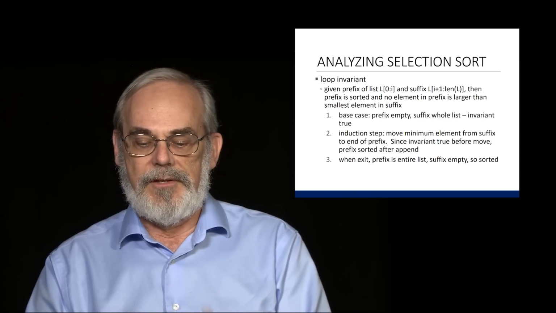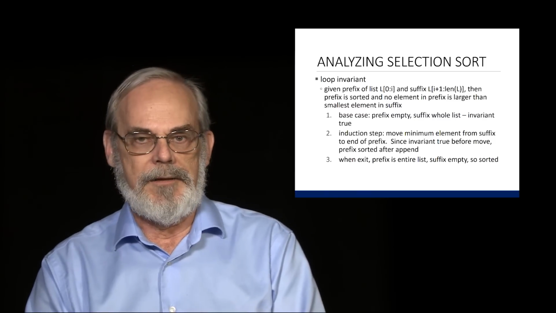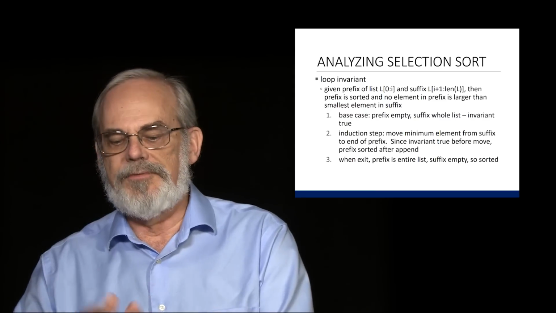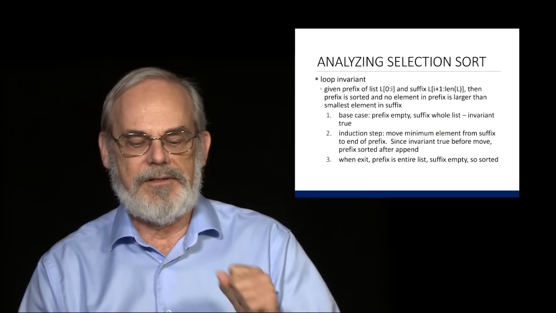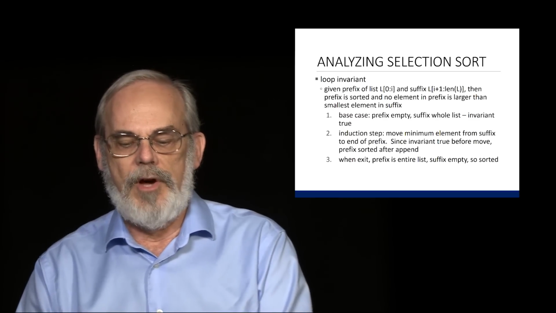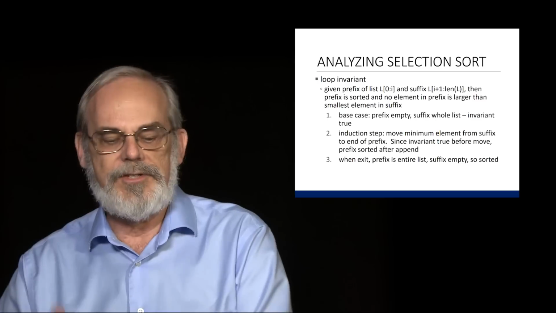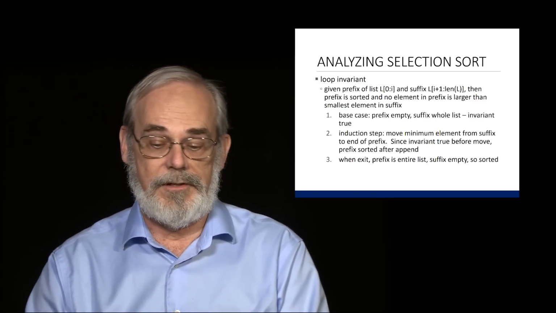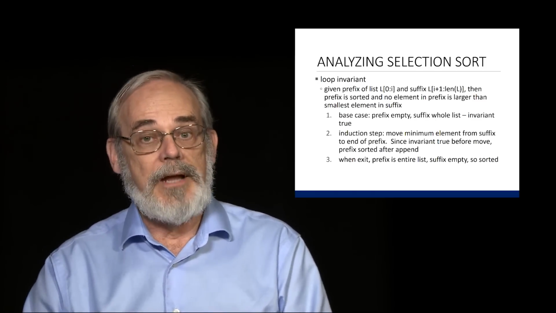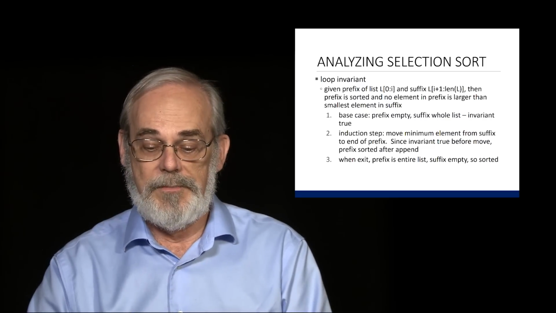Given a prefix of the list, that is the list from 0 up to i, and a suffix of the list, everything from i plus 1 up to the remainder of the list, then the invariant I have is that the prefix is sorted and there's no element in the prefix that's larger than the smallest element in the suffix. From the way I've described the algorithm, that's clearly going to be true. But how do I now prove it with that induction property I've used before?